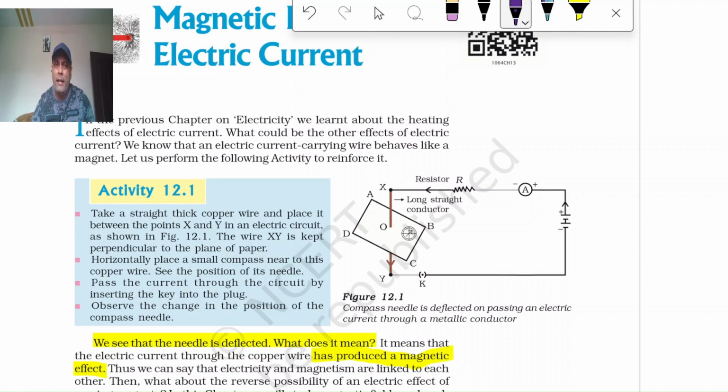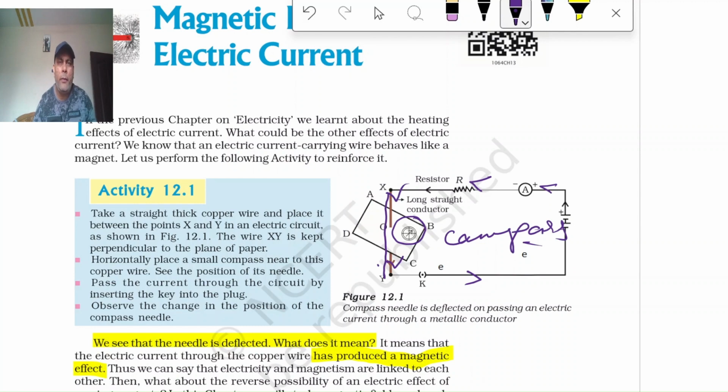Suppose there is a wire here, and the current is passing through that particular wire because this is the positive, so current will go in this wire. When the current goes this way, what will happen? When we put a compass here, there will be a deflection in the compass.